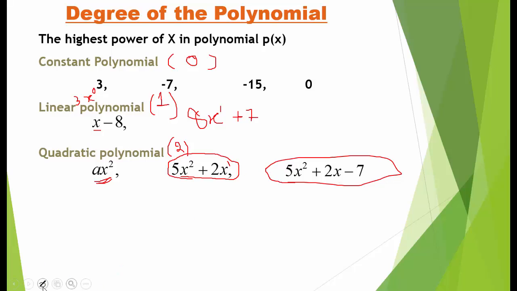3 terms. Now a cubic polynomial will be that polynomial whose power will be 3, whose degree will be 3, and the highest power will be 3. Now minus 15x cube plus 2x square minus 5. Here the highest power of x is 3, so this is a cubic polynomial.